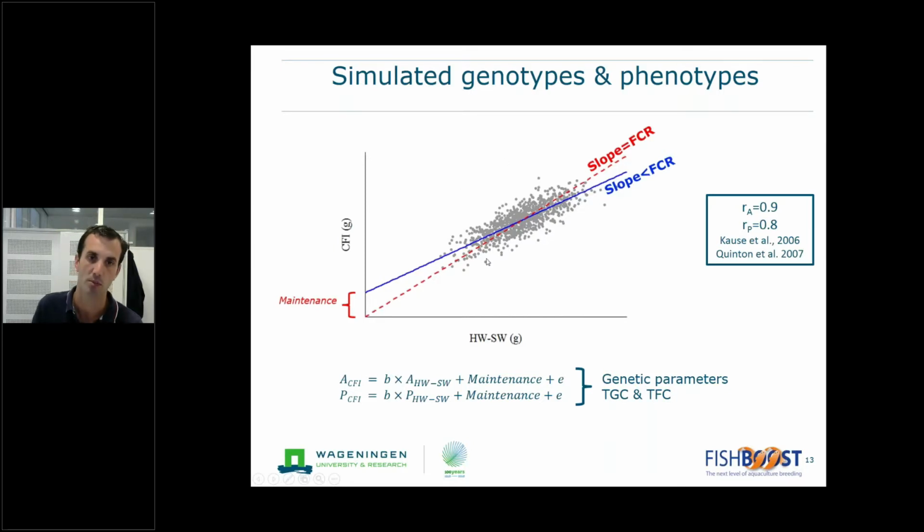Well, I've seen simulated phenotypes for gain in body weight and cumulative feed intake based on genetic correlation of 0.9 and phenotypic correlation of 0.8, and I've converted those genotypes and phenotypes that are simulated to genotypes and phenotypes for thermal growth coefficient and thermal feed intake coefficient in order to estimate genetic parameters for these traits. And these genetic parameters are used in my further analysis.